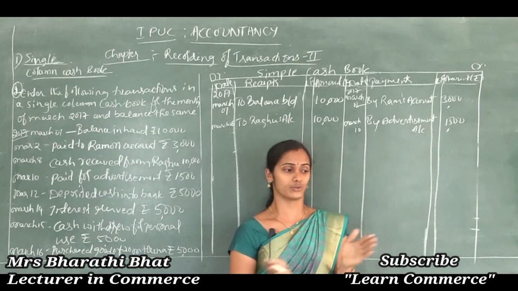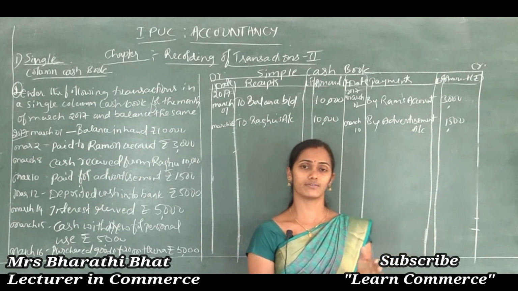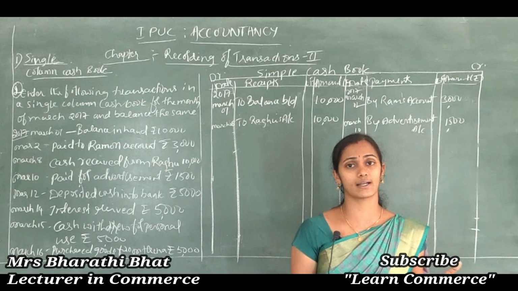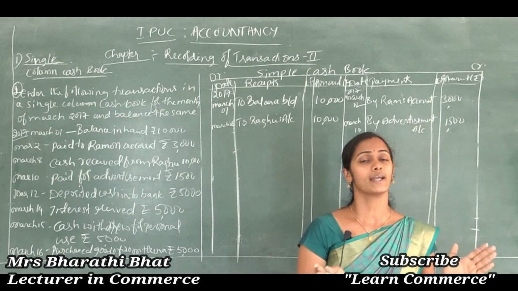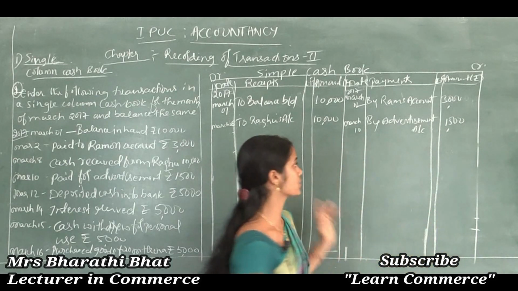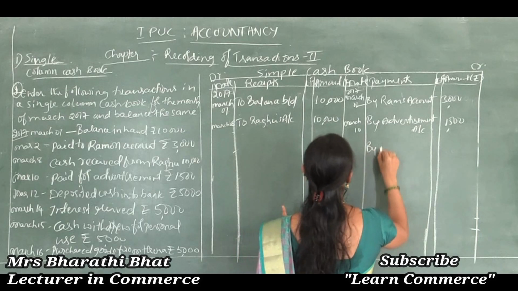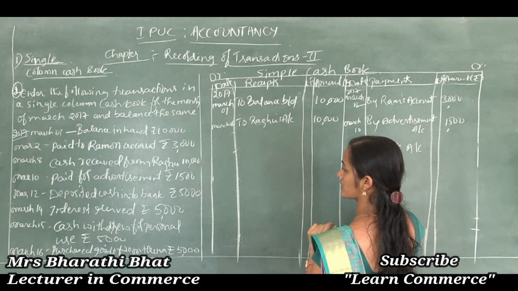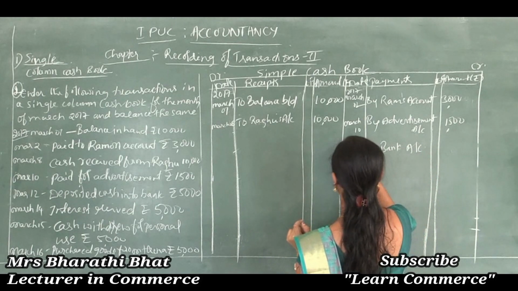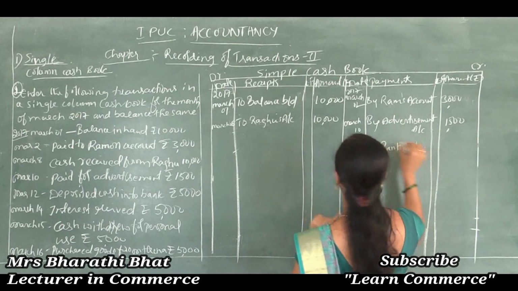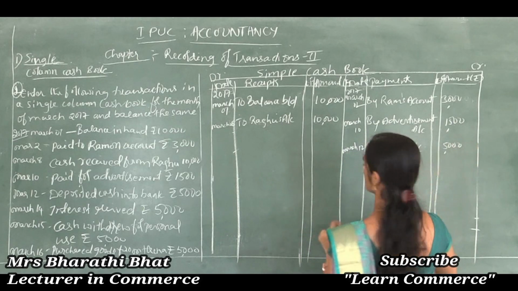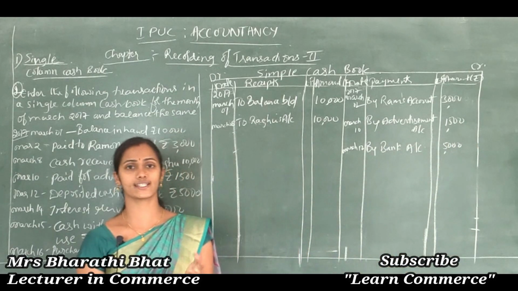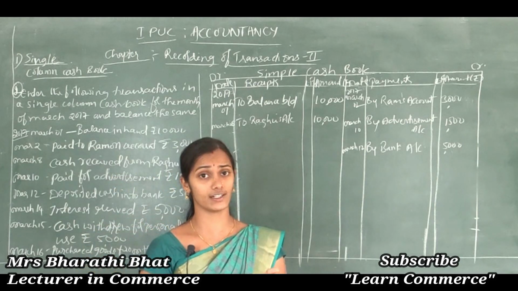Deposited cash. To deposit cash, organizations have to pay cash to the bank. So it comes under the payment side. How can we write? By bank account. Mention the date, March 12, 5,000.